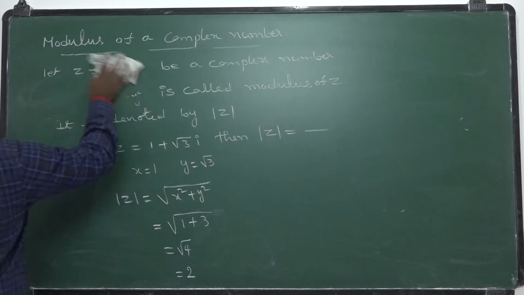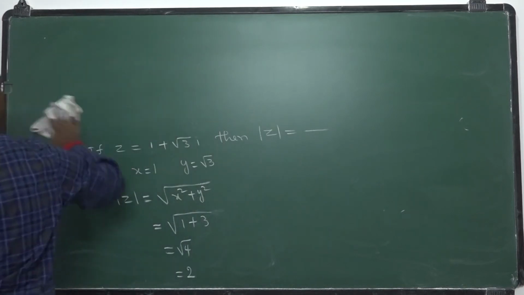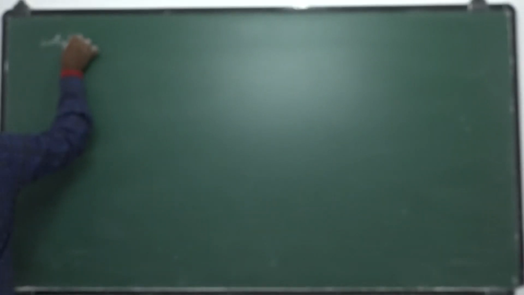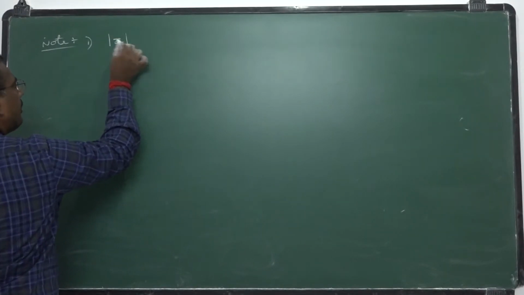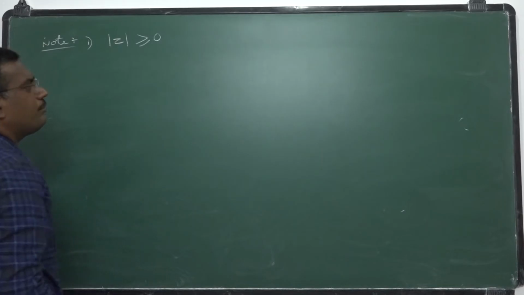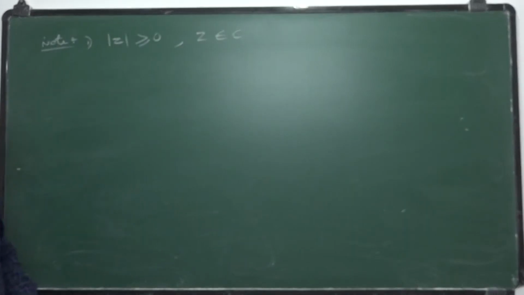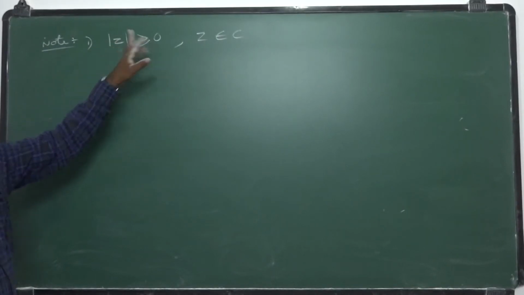Next, some important points related to modulus of a complex number. Note, first point: if z is any complex number, then mod z is always a non-negative real number. Non-negative means greater than or equal to 0 for every complex number. It means it is positive or maybe equal to 0. If z equal to 0, then modulus of z is equal to 0.